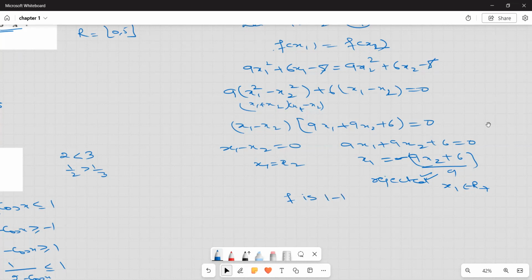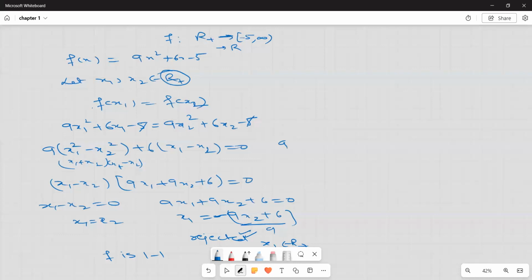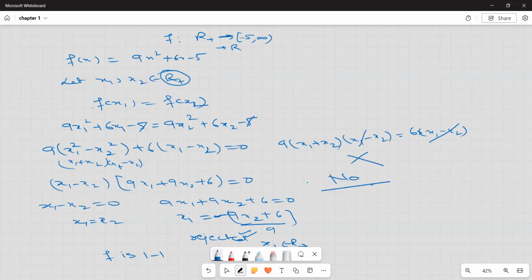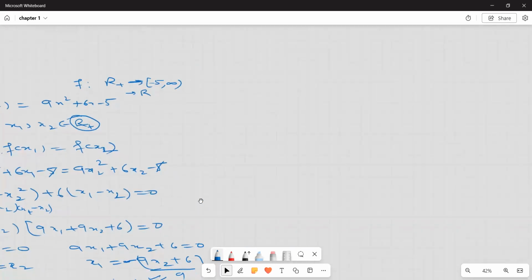Clear? Don't cancel the terms. Remember, don't make this mistake: 9(x1 plus x2)(x1 minus x2) is equal to 6(x1 minus x2) and cancel this. No, no, no. You can't do this. This is wrong. Conceptually, it is wrong because you are just vanishing one of the solutions. You can't cancel the terms in an algebraic expression like this. Next one is onto.